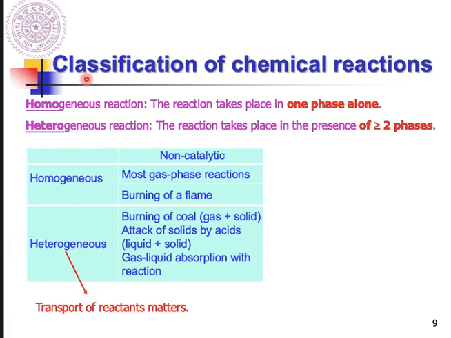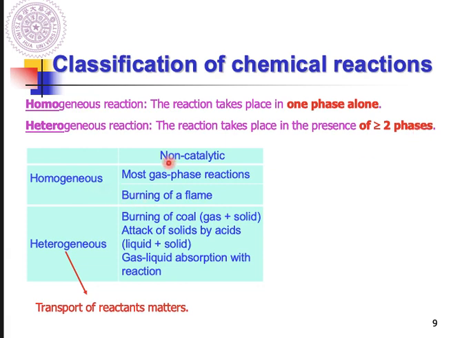So how to classify the chemical reactions? Based on how many phases are involved in these chemical reactions, we can simply classify them as homogeneous reaction or heterogeneous reaction. Homo actually means this chemical reaction happens in one phase alone. And heterogeneous chemical reaction means this chemical reaction happens in the presence of two or more phases involved.